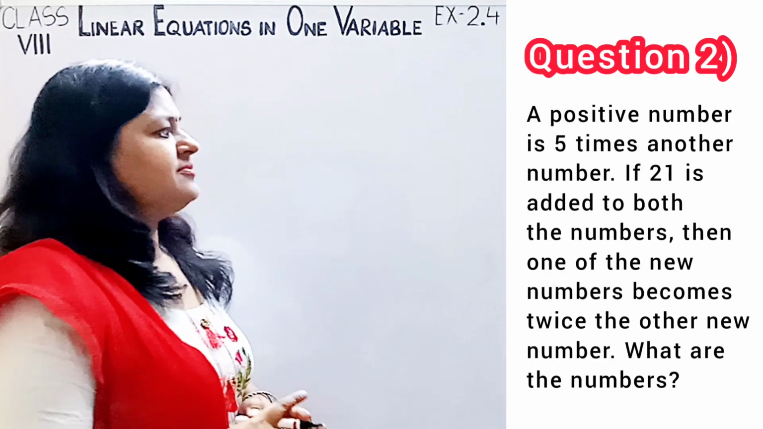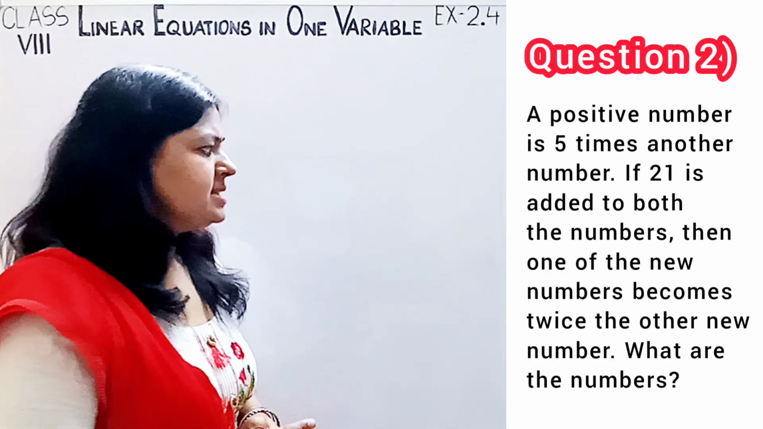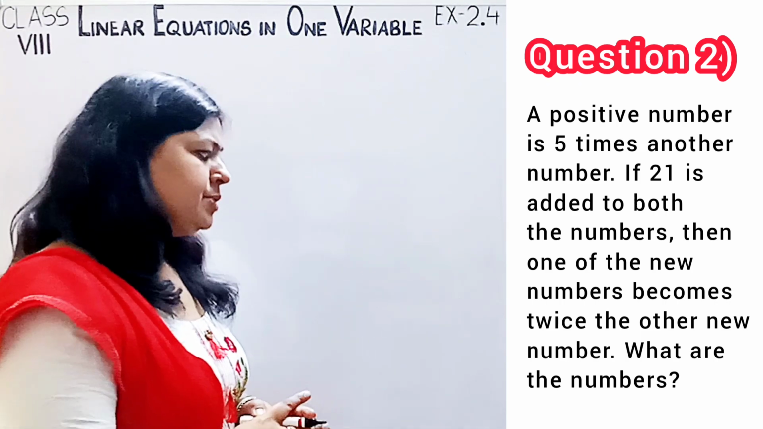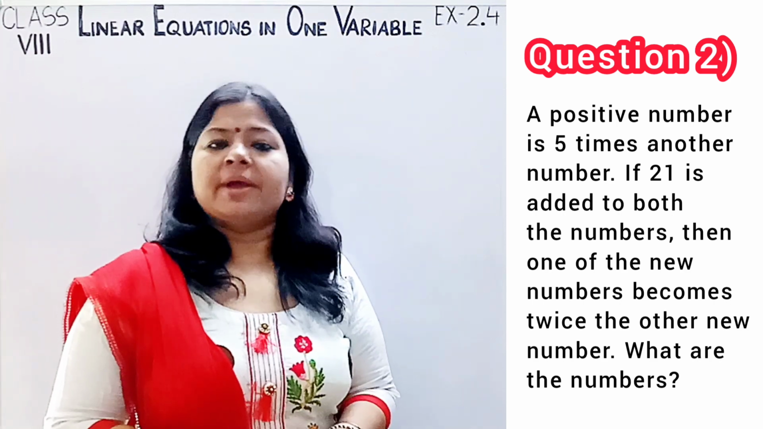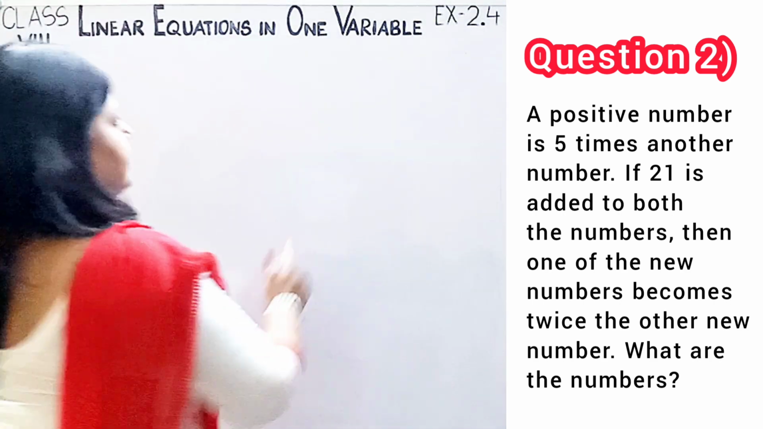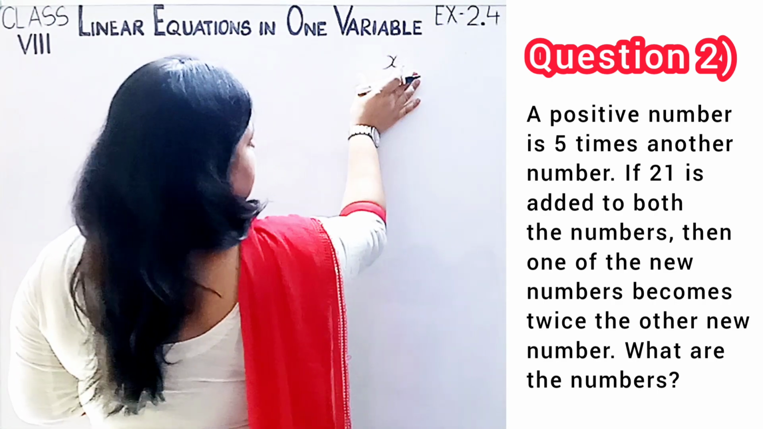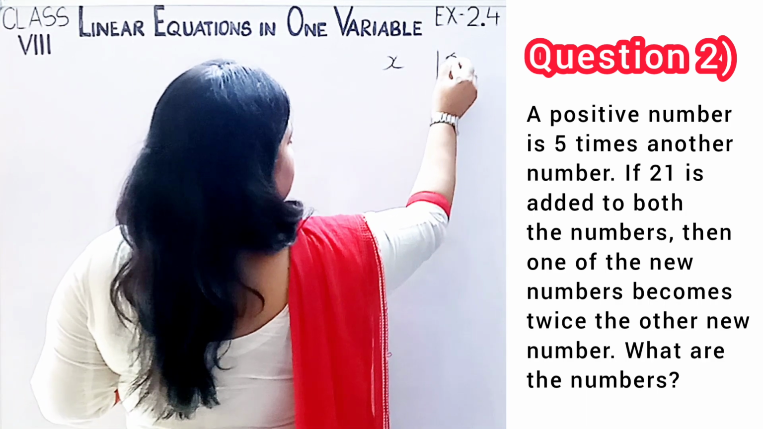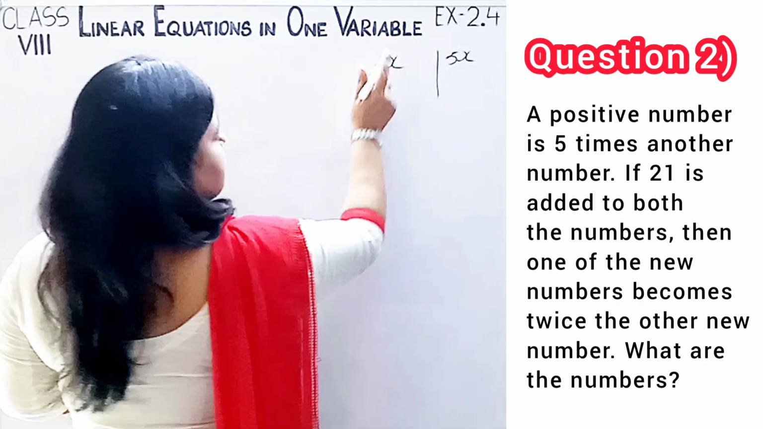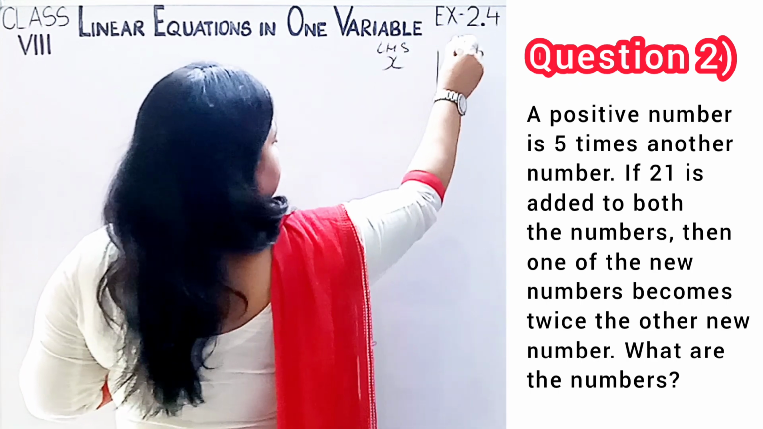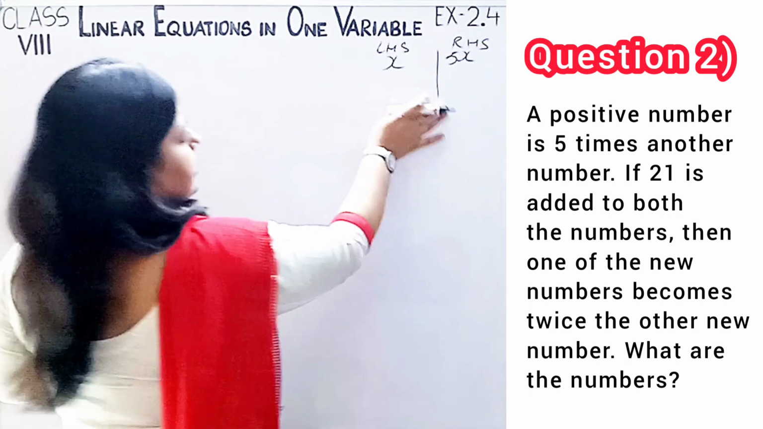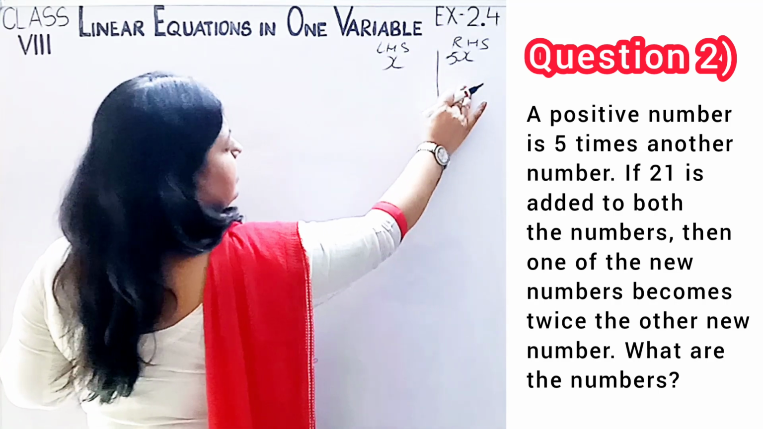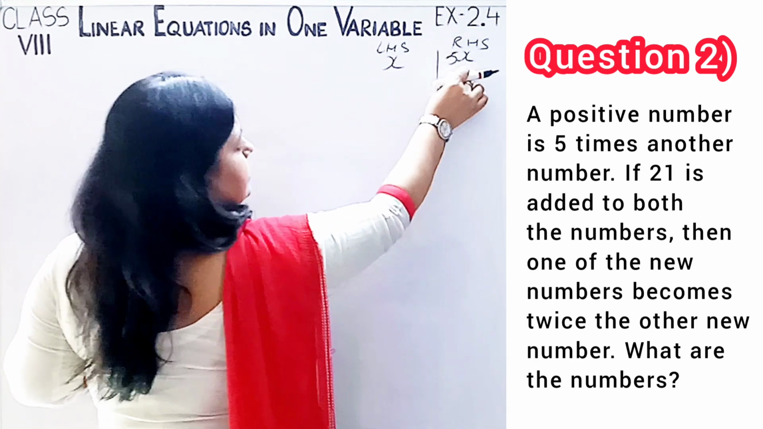Question number 2. A positive number is 5 times another number. If 21 is added to both the numbers, then one of the new numbers becomes twice the other new number. What are the numbers? Here we have to find out two numbers. So if first number is x, and other number is 5 times of this number, so 5x. It means 5x is greater than x.